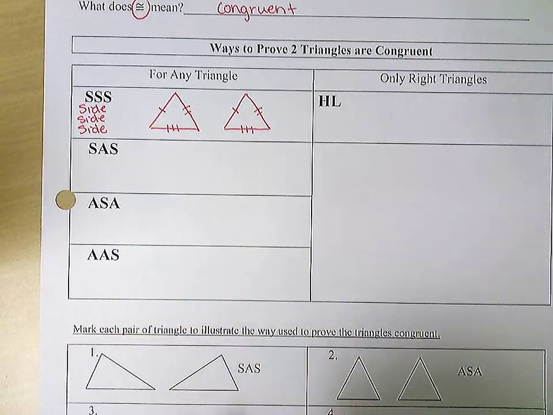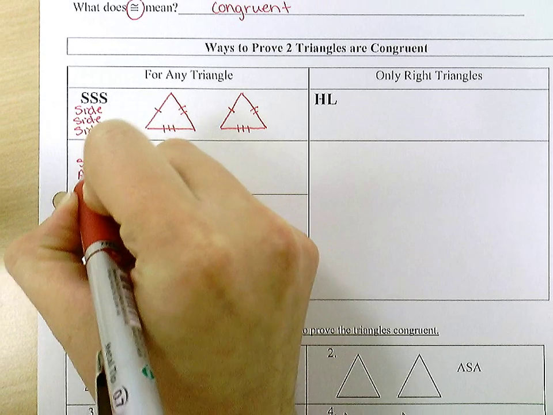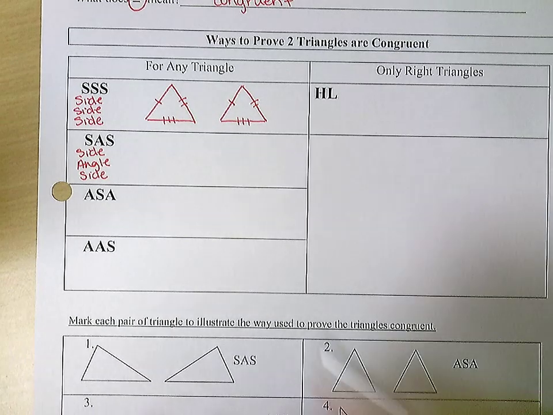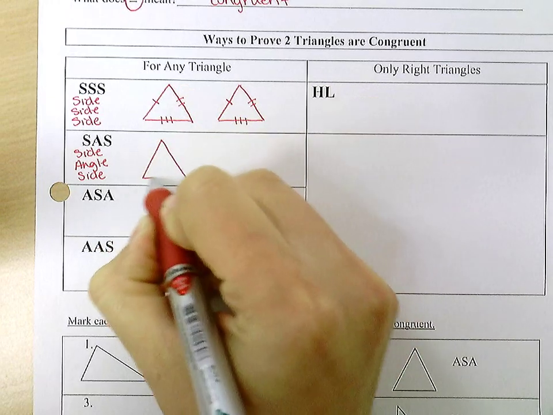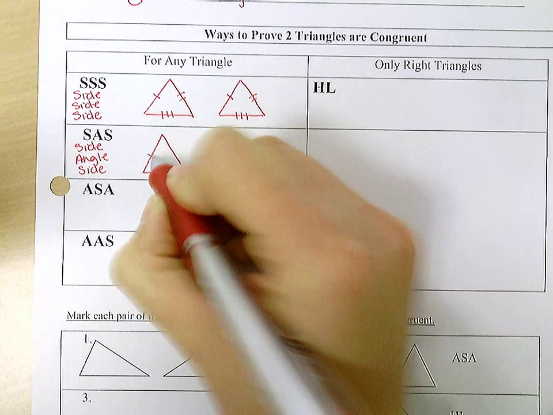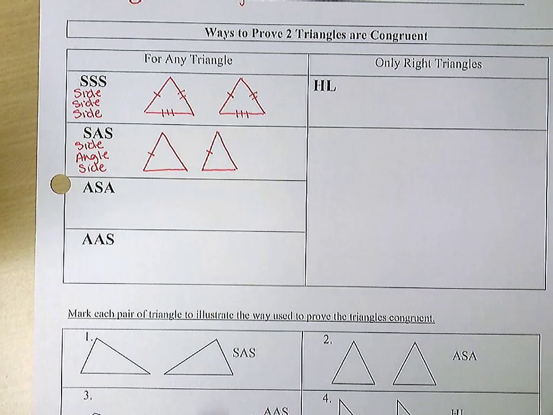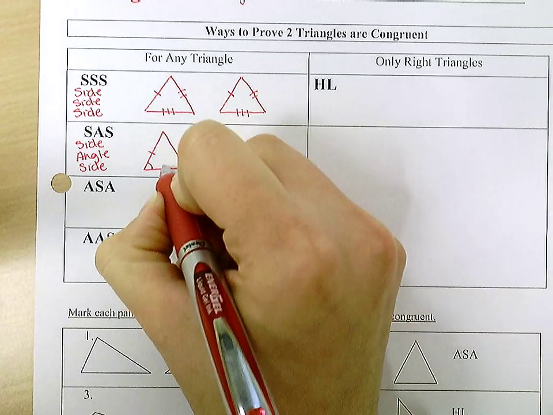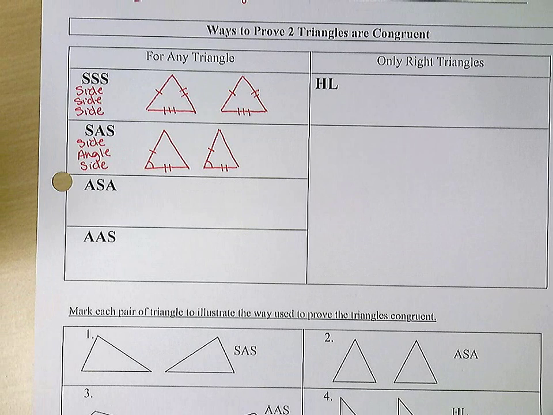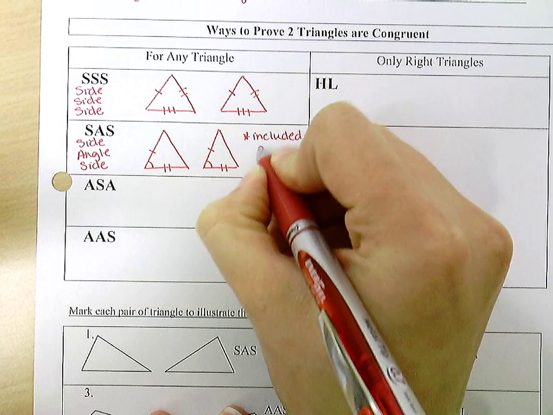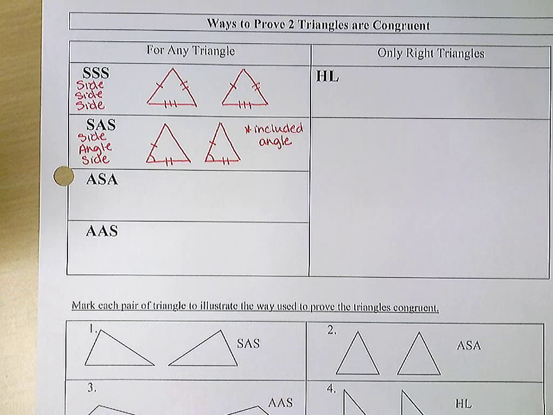The next one is side, angle, side. So again, we have two triangles. We have one pair of corresponding sides congruent, one pair of angles congruent, and then another side congruent. Now with side, angle, side, that angle has to be between your two sides. We call that the included angle. So it must have this included angle.